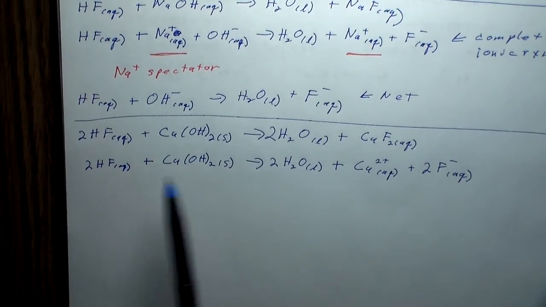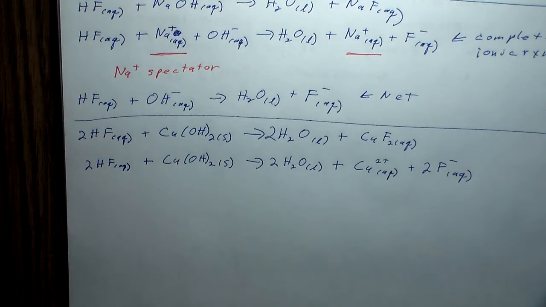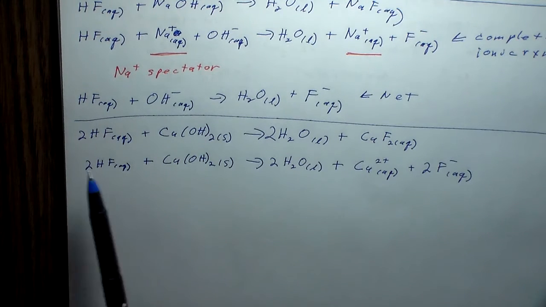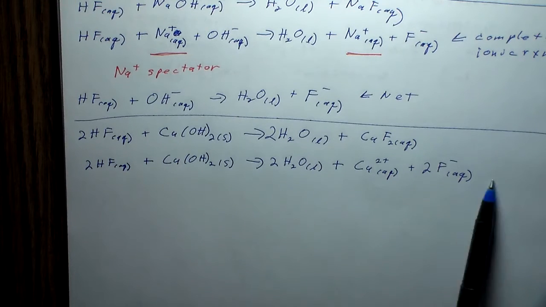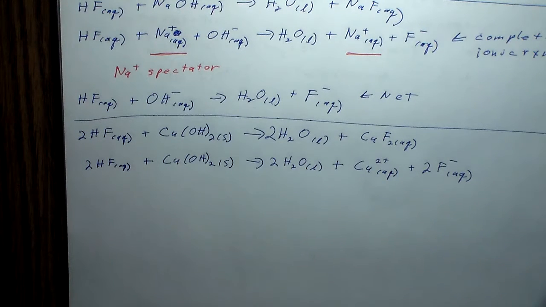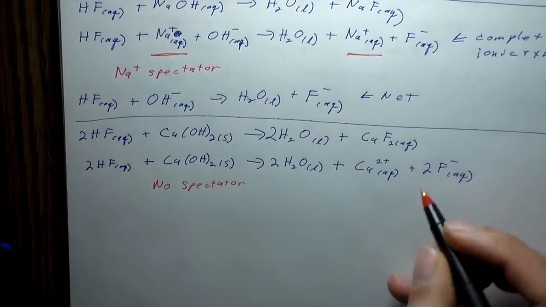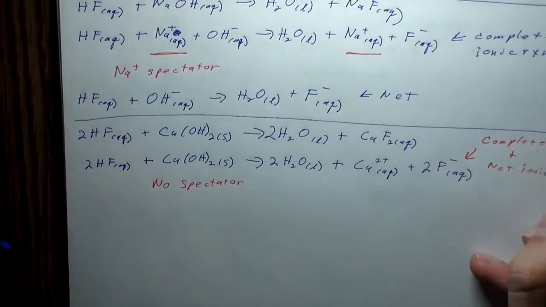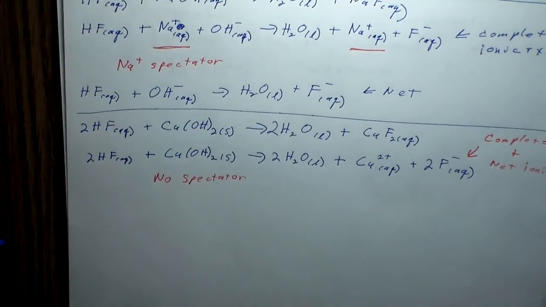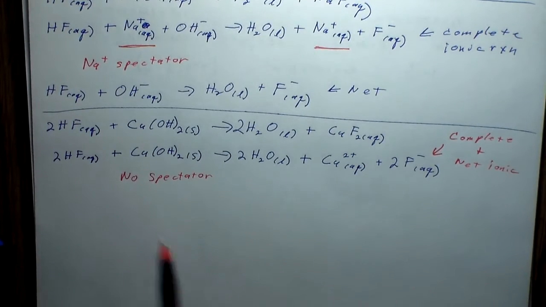Okay, and this is my complete ionic reaction right here. Now, if we look here, what are my spectator ions? Well, there's no HF on this side, right? The copper hydroxide, it's not over here. So yeah, there are no spectators in this complete ionic reaction. That happens. So in this case, no spectators. That means that this reaction right here is complete and the net. So in this case, the complete ionic reaction and the net ionic reaction are exactly the same reaction here.